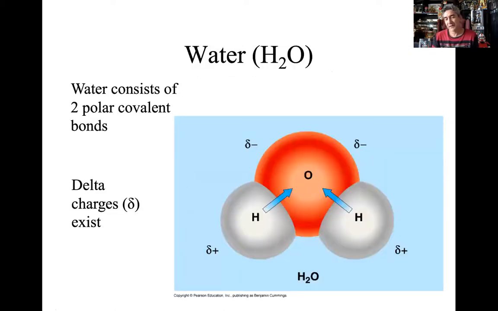So we deal with water a lot, right? Water is a very important, very ubiquitous molecule in biology, and it has a lot of significance because it is sort of constructed of a polar covalent bond here and another polar covalent bond here. So generating our delta negatives on the oxygen, delta positives on the carbon.